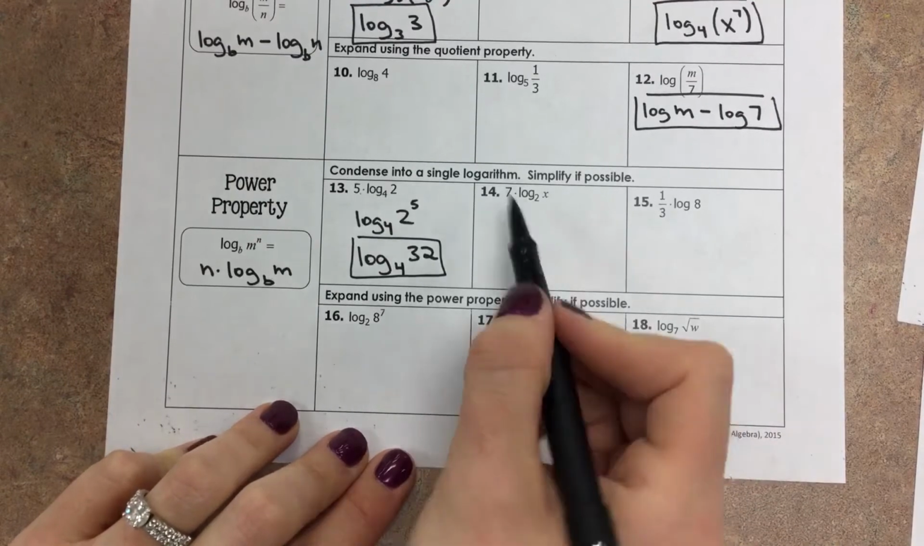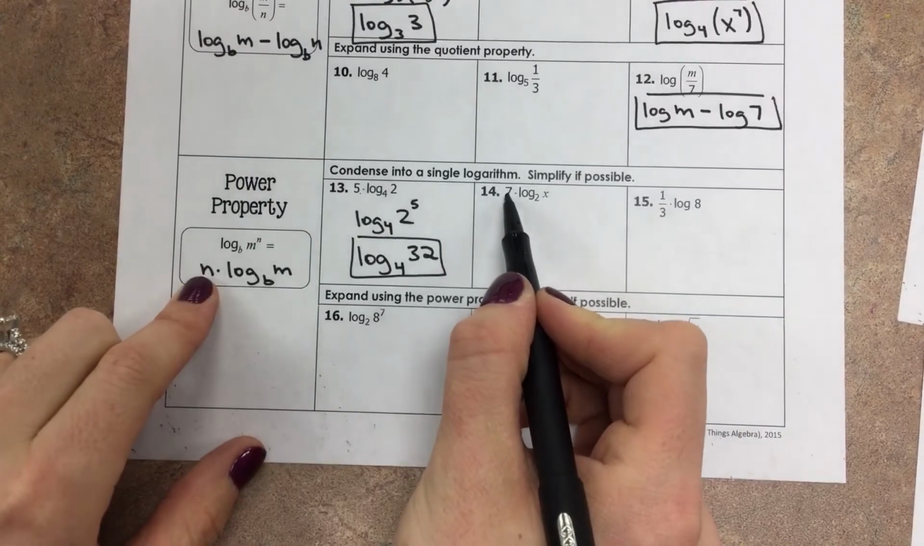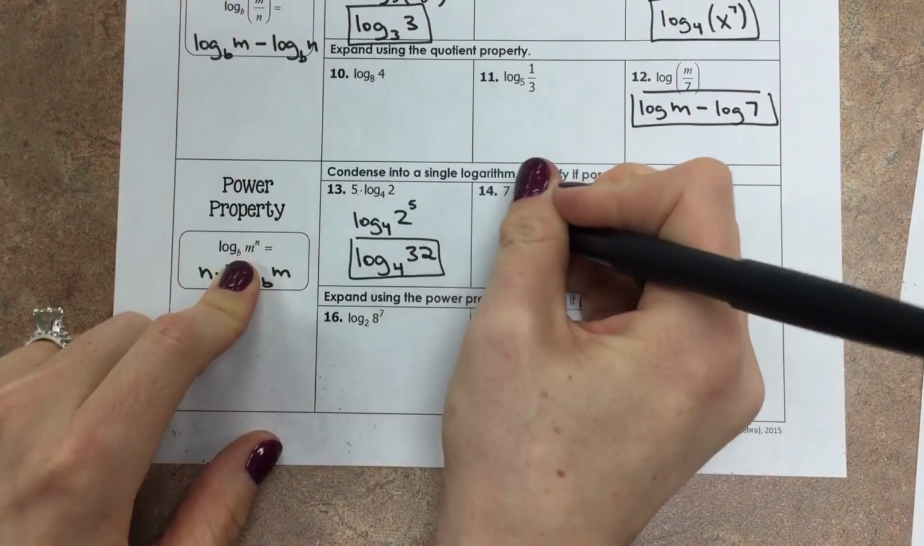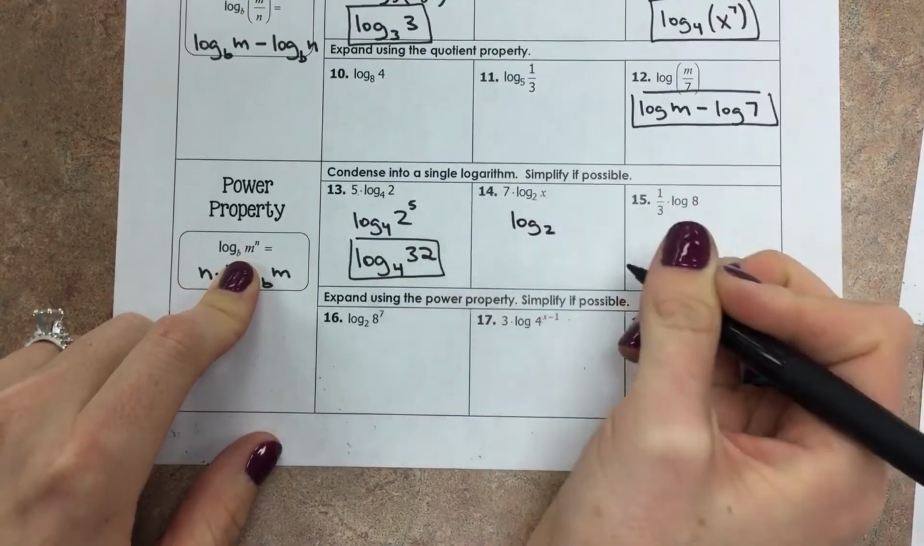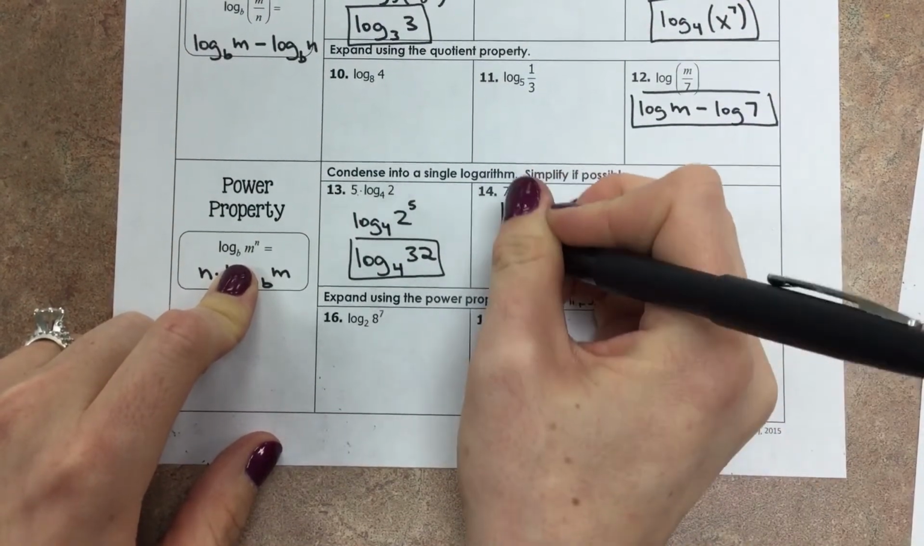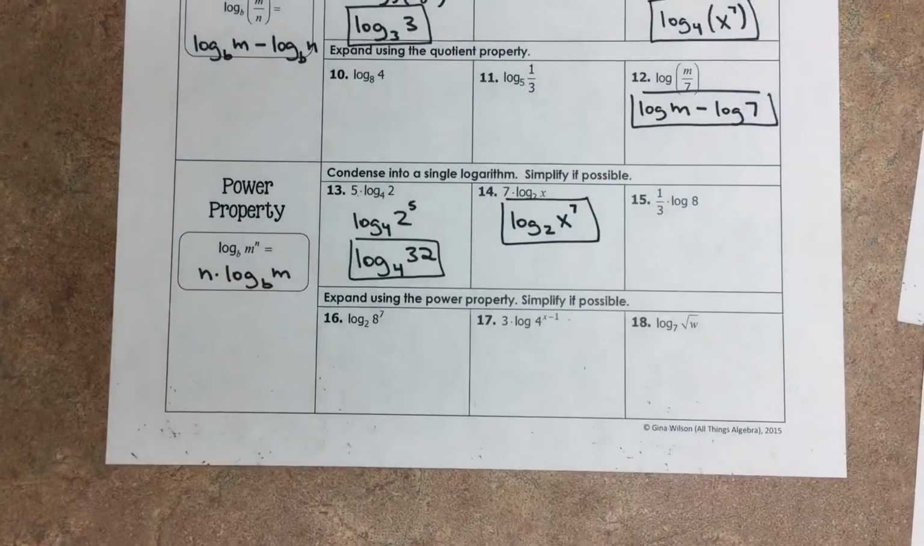Number 14 as well. The 7 is like the n. It gets to move inside as an exponent so that it looks like this. So with this, we have log base 2, and then m to the n would be x to the 7th. And that's your condensed version.